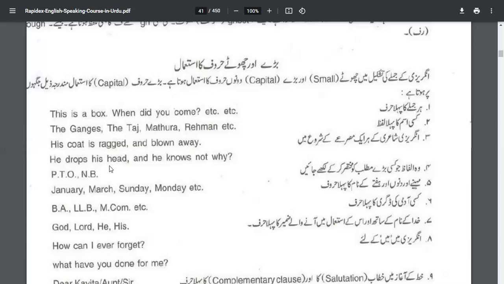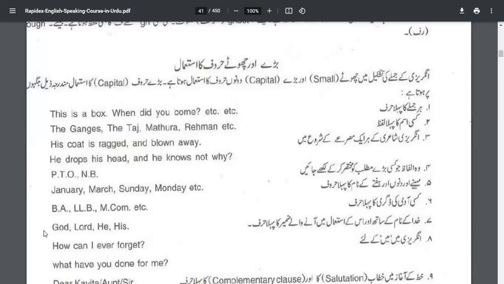All right, he drops his head and he knows not why. PTO, things like this are not written out; they are written as shorts, or contractions, or rather abbreviations you can say. They are sometimes written in capital letters, maybe very often or always. Names of the months begin with capital letters, and your degrees or diplomas we write with capital letters, like BA, LLB, MCOM, etc.